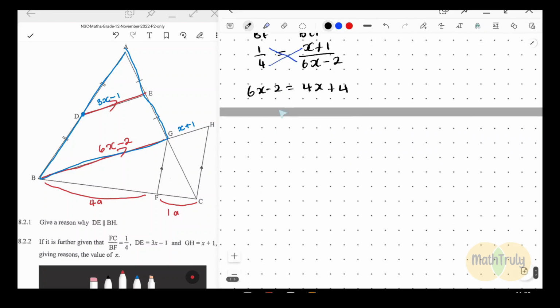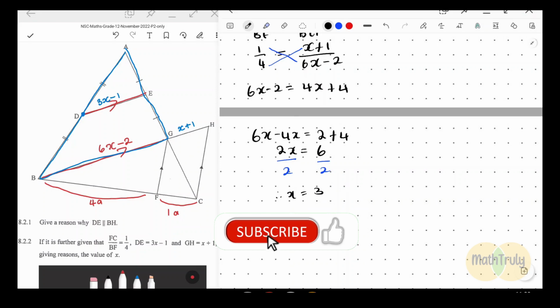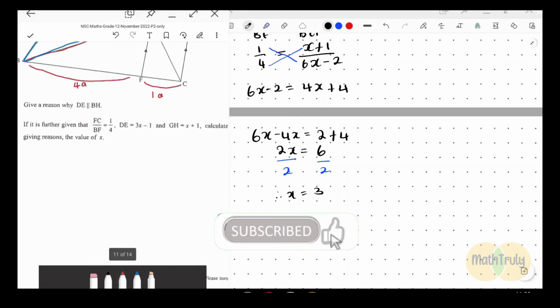Now we just have to solve for x. So we're going to take 4x over, so that's like saying 6x minus 4x is equal to, and I'll take this negative 2 over, it becomes a positive 2, and we still have a plus 4. So we get 2x is equal to 6, and if you divide both sides by 2, finally, x is equal to 3. So that's the value of x. Okay, now moving on to the next question.